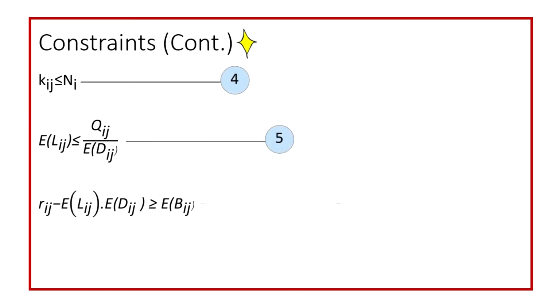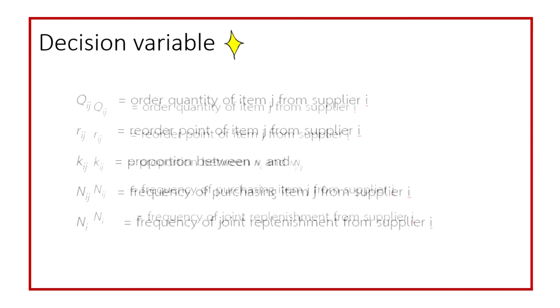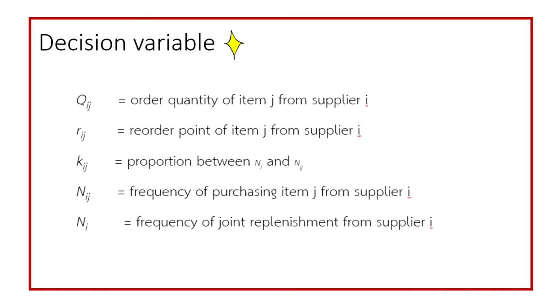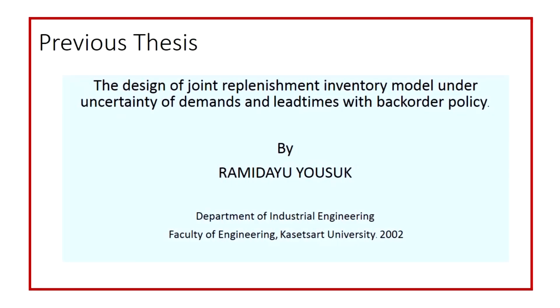Next is the decision variable, and the most important one is Q_ij, that is the order quantity of item j from supplier i. The mathematical model that this project applies is from the design of joint replenishment inventory model under uncertainty of demands and lead times with backorder policy by Lamida Yusuk, 2002.